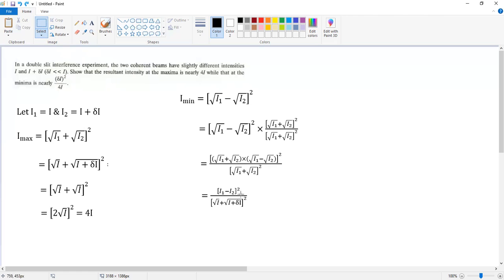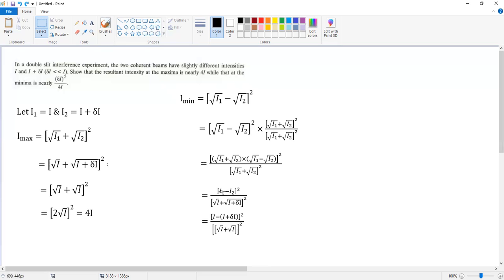Now you can substitute I1 and I2: root I1 as root I and I2 as I plus delta I. Even in the numerator you can substitute the same thing. So I1 is I minus I plus delta I. The I gets cancelled and you get a negative delta I, which doesn't matter because it's going to be squared. In the denominator, as before, we neglect delta I because it's very small compared to I, so root I plus root I becomes 2 root I.